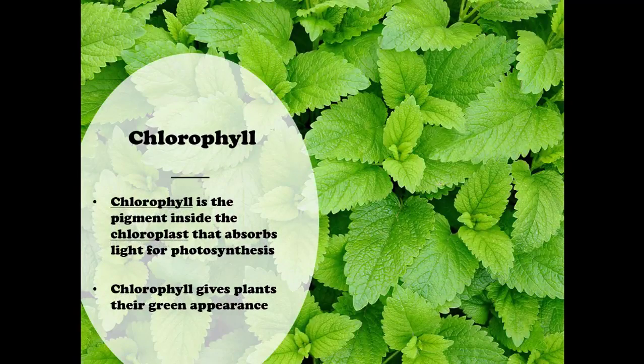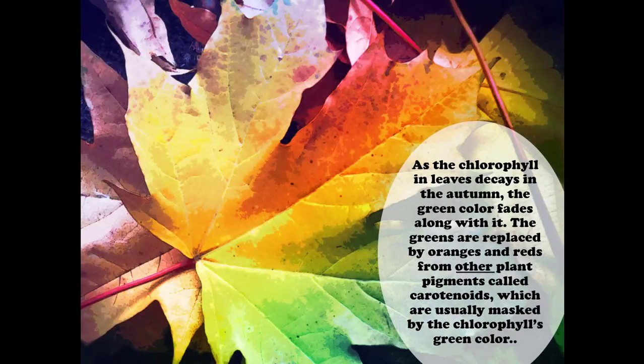Chlorophyll is the pigment inside chloroplasts that absorbs light for photosynthesis. Chlorophyll gives plants their green appearance. As the chlorophyll in leaves decays in the autumn, the green color fades along with it. The greens are then replaced by oranges and reds from other plant pigments called carotenoids, which are usually masked by the chlorophyll's green color.